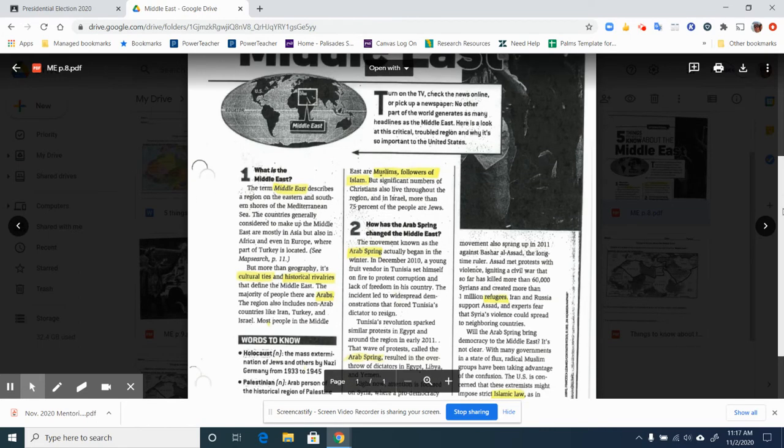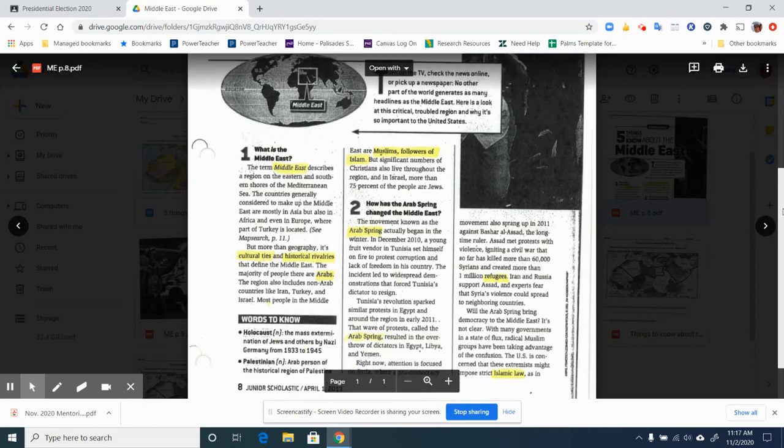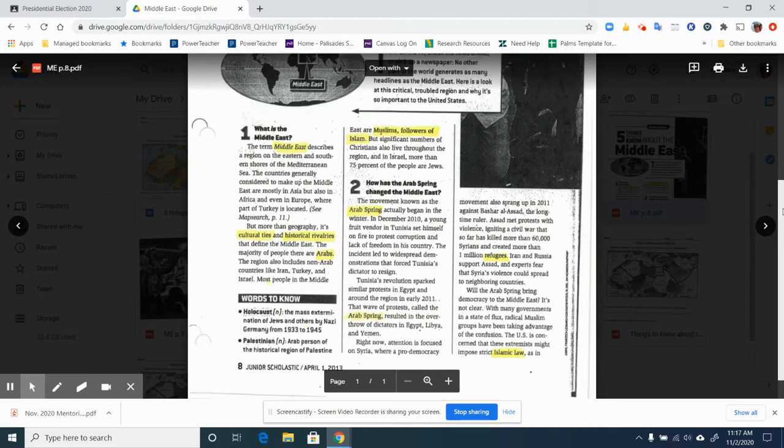Tunisia's revolution sparked similar protests in Egypt and around the region in early 2011. That wave of protests, called the Arab Spring, resulted in the overthrow of dictators in Egypt, Libya, and Yemen. Right now, attention is focused on Syria, where a pro-democracy movement also sprang up in 2011 against Bashar al-Assad, the longtime ruler. Assad met protests with violence, igniting a civil war that so far has killed more than 60,000 Syrians and created more than 1 million refugees.